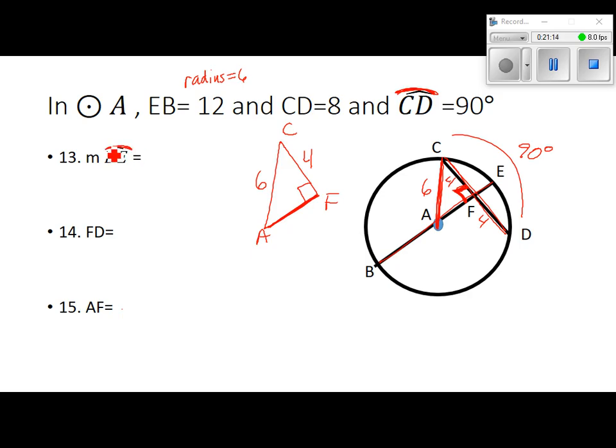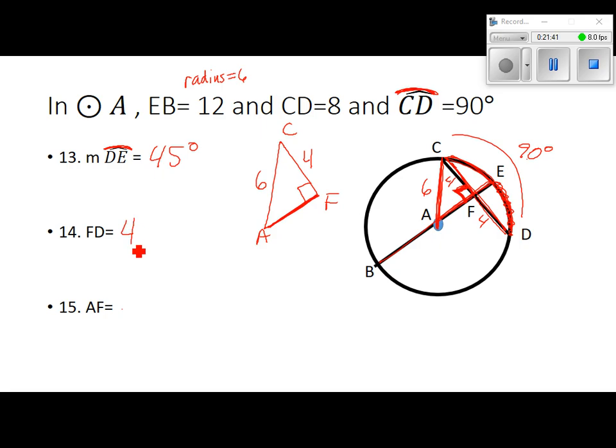They want us to find the measure of arc DE. Well, arc DE is from here to there. If it bisects this chord, then it also bisects this arc. So all we got to do is take half of that, and we get 45 degrees for that. FD we already found, that's 4.